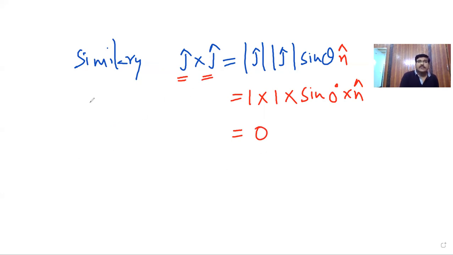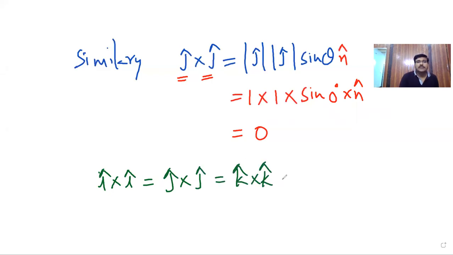So again, the general conclusion I am giving is that I bar cross I bar is equal to J bar cross J bar is equal to K bar cross K bar is equal to 0 bar. Again, this is also a vector only. The outcome is a vector, null vector, 0 bar. This is the general statement.